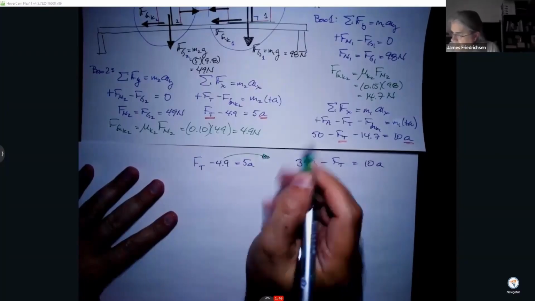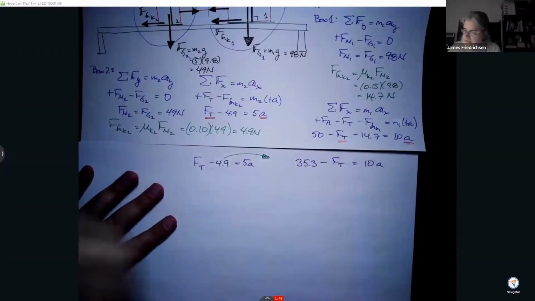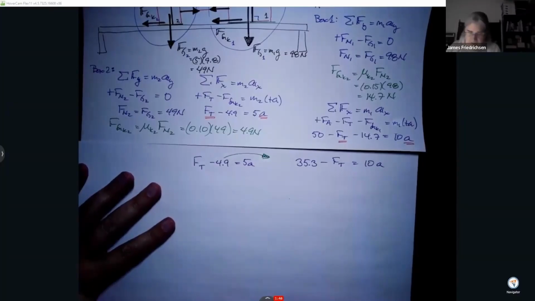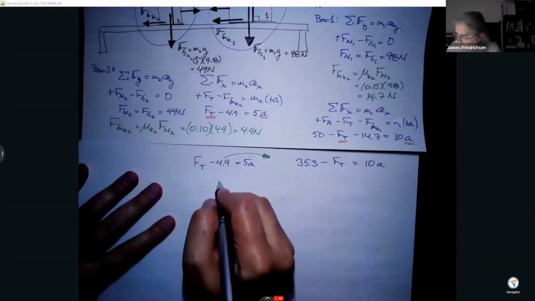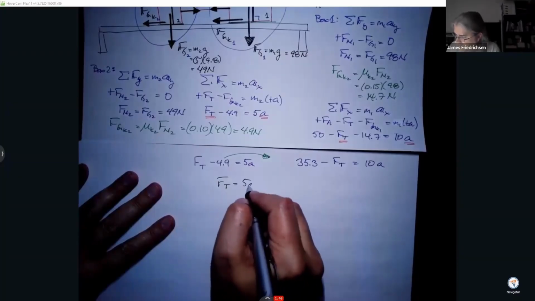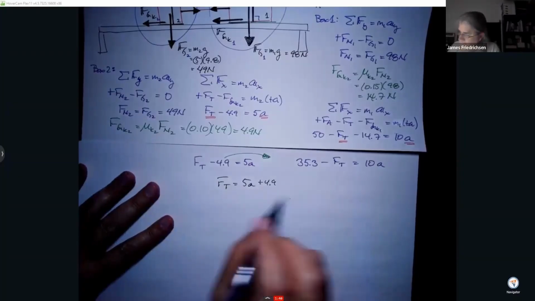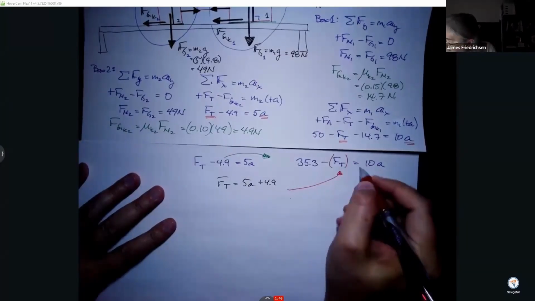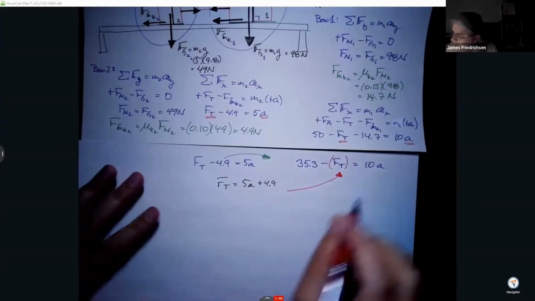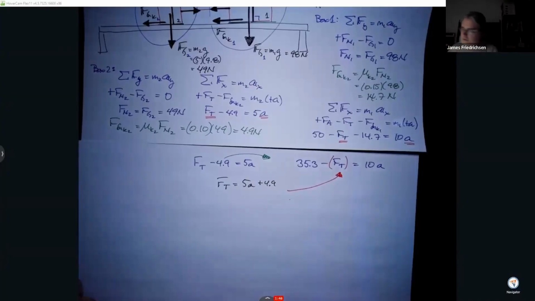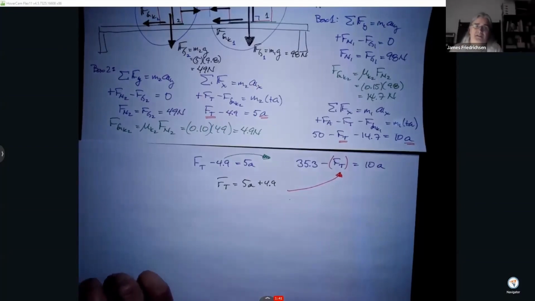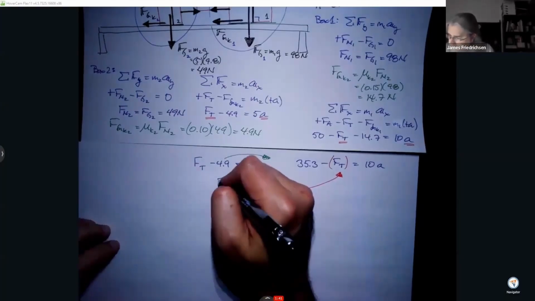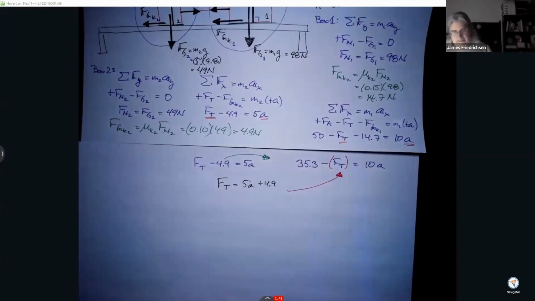So I'm going to start here and move that 4.9, and then I'll solve for the force of tension. So then our force of tension is 5a plus 4.9. And then I'm going to take that and substitute it into the other equation. Do not put it back into the equation you got it out of. If you do, you'll get something like 5a equals 5a, which, while true, doesn't tell you what a is. And so it's not useful. Okay, so just be a little careful here. We're going to plug it into here.